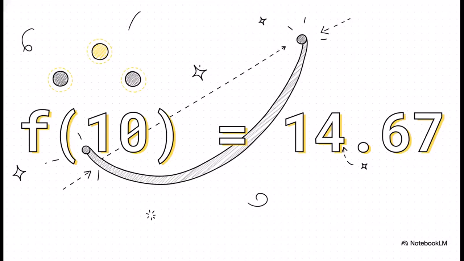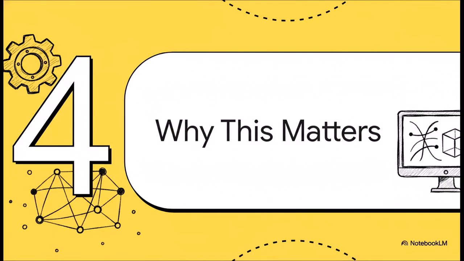And would you look at that? The total comes out to 1467. That is our prediction for f of 10, a point that sits perfectly on the one and only curve that connects all 4 of our original data points. Pretty cool, right? So, okay, that's a really neat math trick.